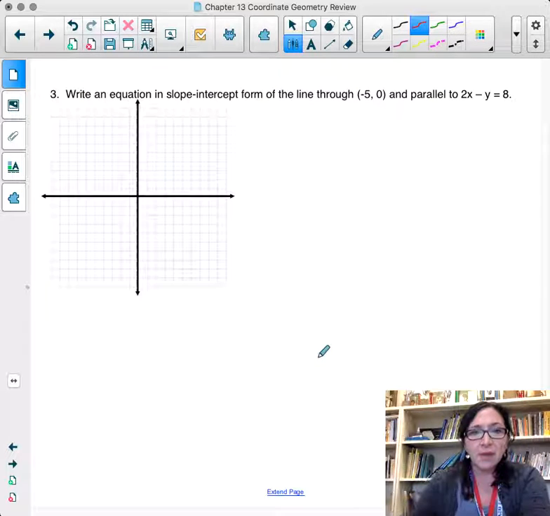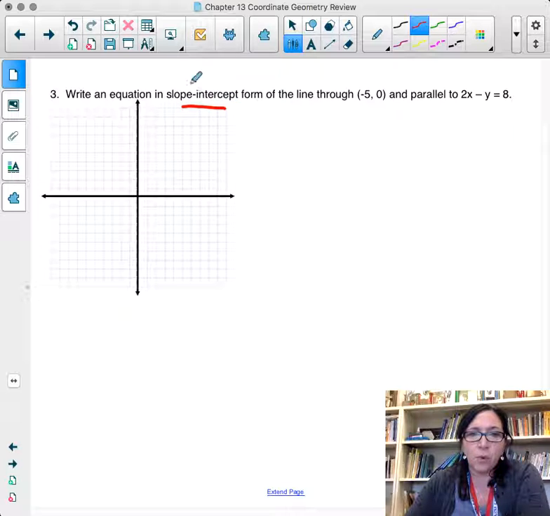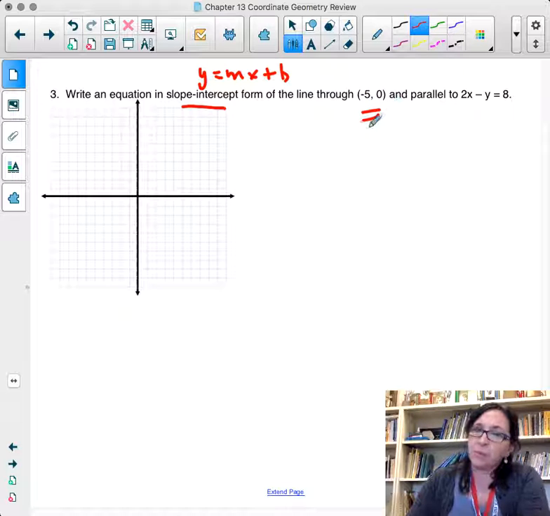The next question says, write an equation in slope-intercept form, that's your y equals mx plus b form, for the line that goes through this point, that's a point slope form, and it's parallel to this.